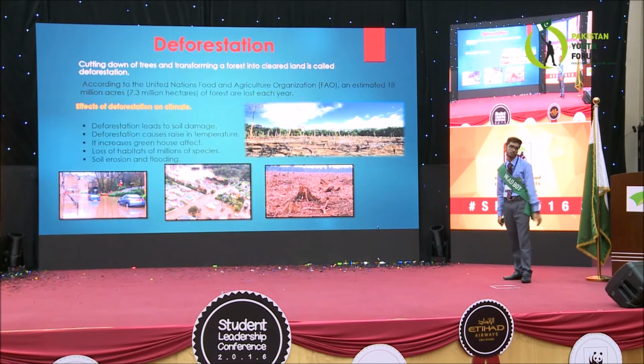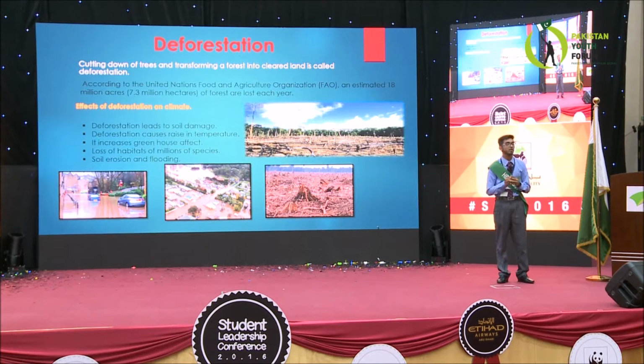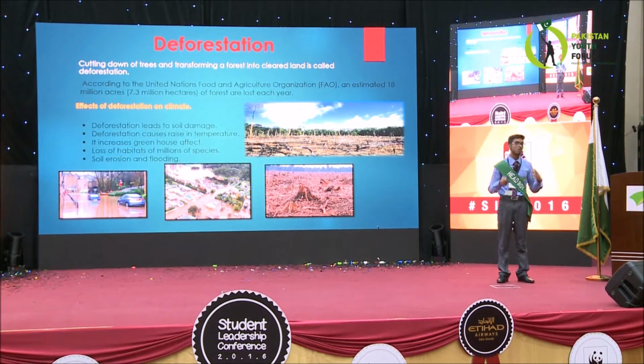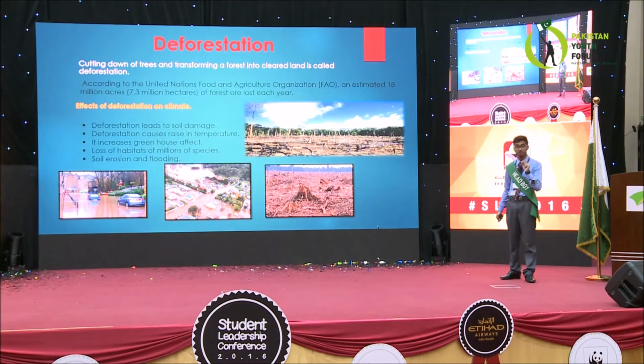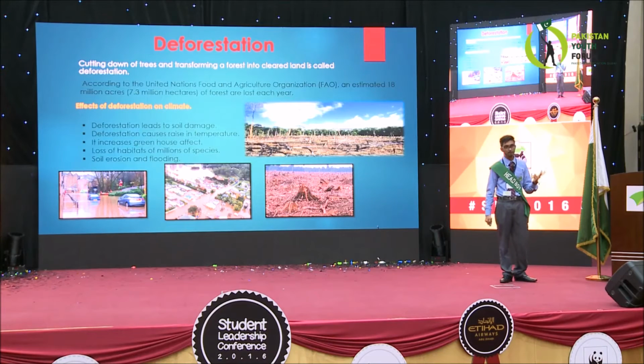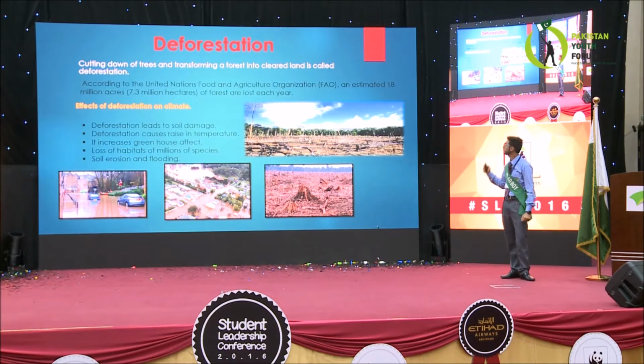Deforestation. Deforestation is the cutting down of trees and clearing forests for the construction of human homes or habitats for humans and buildings. According to the United Nations Food and Agriculture Organization, every year 7.3 million hectares of forests are lost. Deforestation leads to soil erosion, unavailability of food and water, flooding. It affects the habitats of the animals.